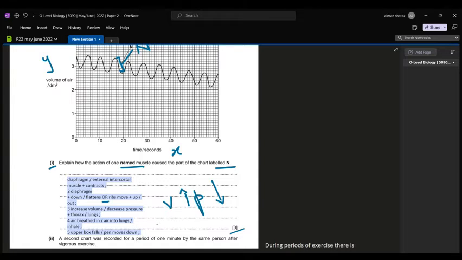Always remember, when the volume increases, pressure would decrease, and if the pressure increases, volume would decrease. There is an inverse relationship between these two. Then obviously you would write about inhaling the air, breathing it into the lungs, and last was the upper box falls and the pen moves down.